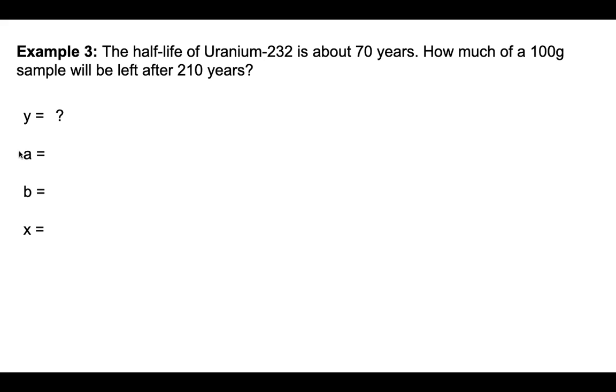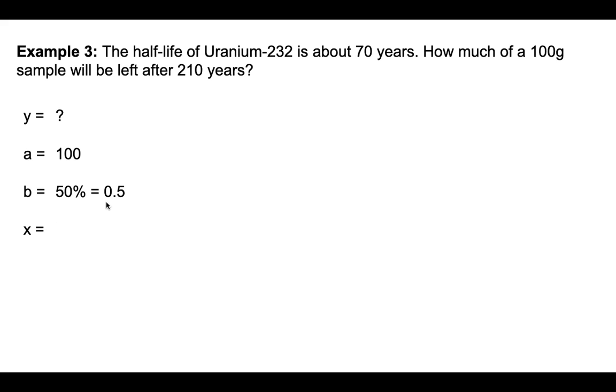A is how much we're starting with. How much are we starting with? Well, we're starting with 100 grams. Okay. B, it's not super obvious here because there's not a percentage in here, but the half-life gives us the clue. It goes down by a half every 70 years. So that means our rate is 50%, which is 0.5.